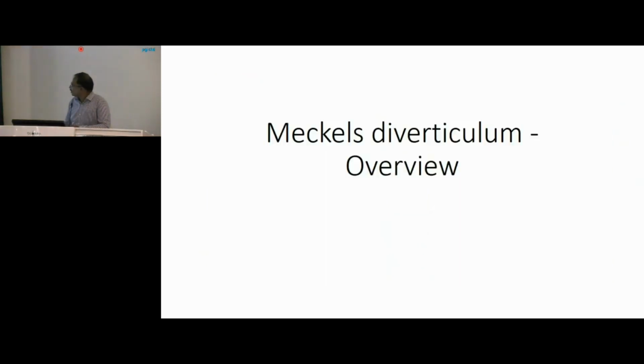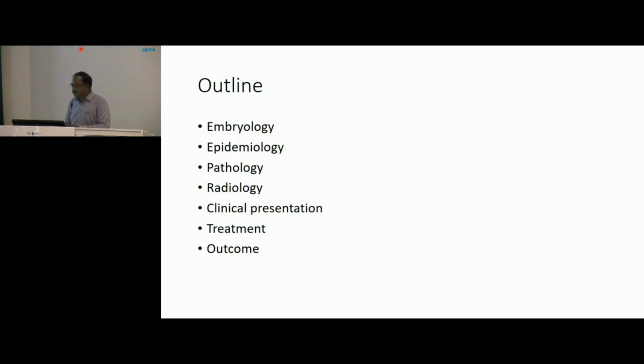end-to-end anastomosis was performed in this case. So I will be discussing Meckel's diverticulum as it is a common cause of obstruction and lower GI bleed in the pediatric age group. So the outline of my discussion is like this.